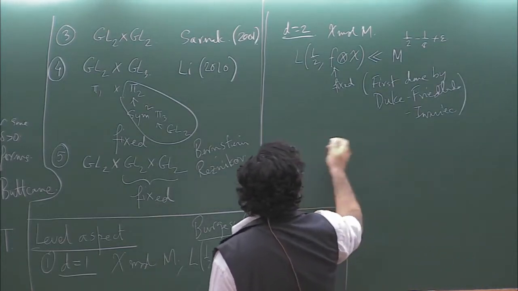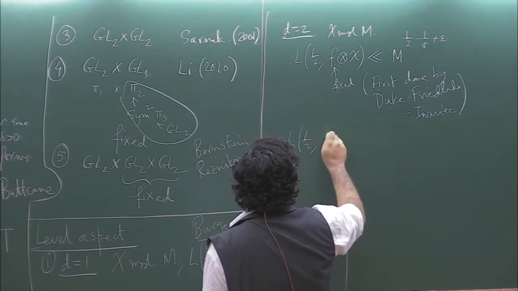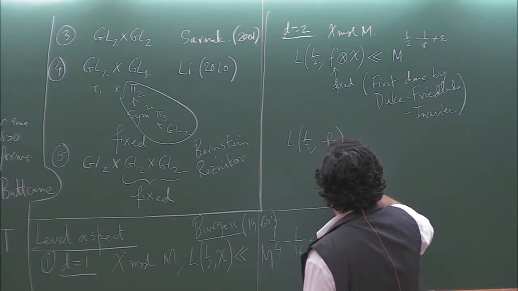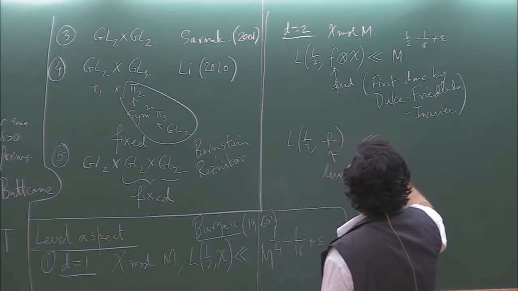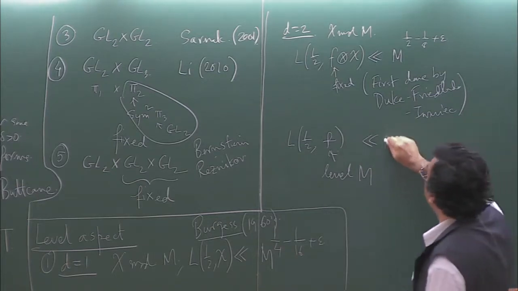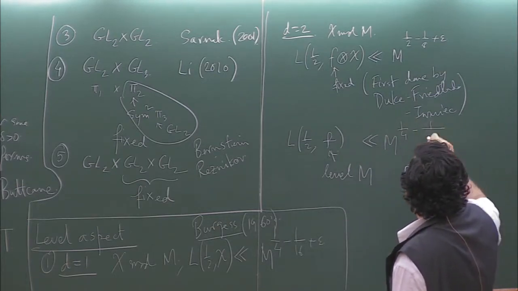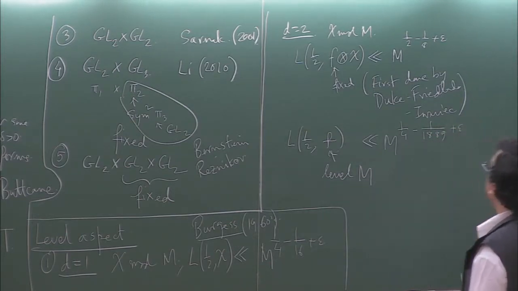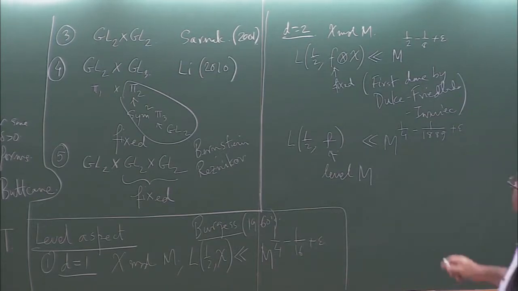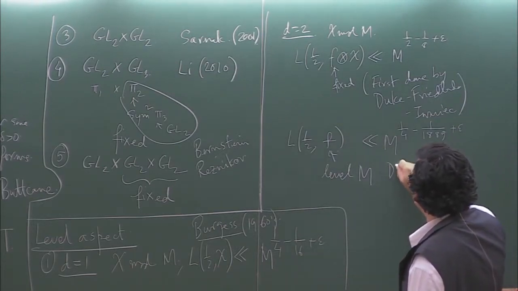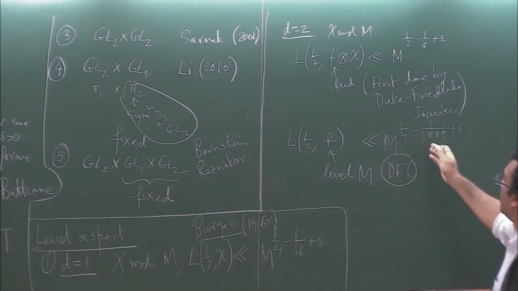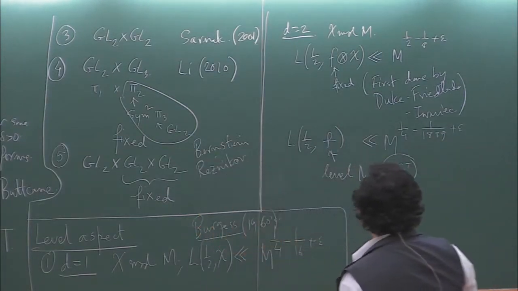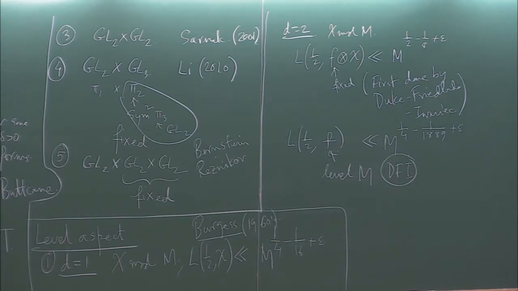And also they worked out the general case where instead of twisting by chi, you can take f of level m, say, then the convexity bound is m to the power 1/4, and one now has m to the power 1/4 minus 1/192 plus epsilon. Okay, so basically Duke, Friedlander and Iwaniec were the first to break the convexity, but they had a worse exponent, and the exponent was improved later by Michel, Blomer and Harcos.